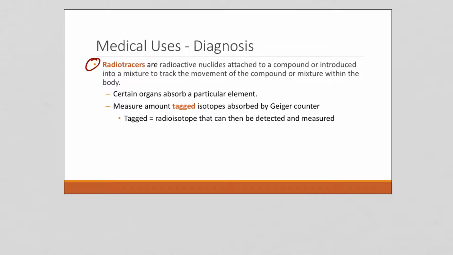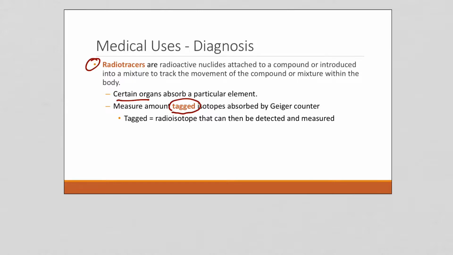We can measure the radiation that's given off or use that radiation as an imaging tool. Through computers, we can take that energy signal, the radiation that's given off, and use it to create an image. The radio tracer would be chosen and attached to the compound of interest because it's used by some particular organ in the body. And we can then measure the tagged isotope, the molecules of that particular compound that have the radioactive isotope on them, by using things like Geiger counters or other more high-tech technology.